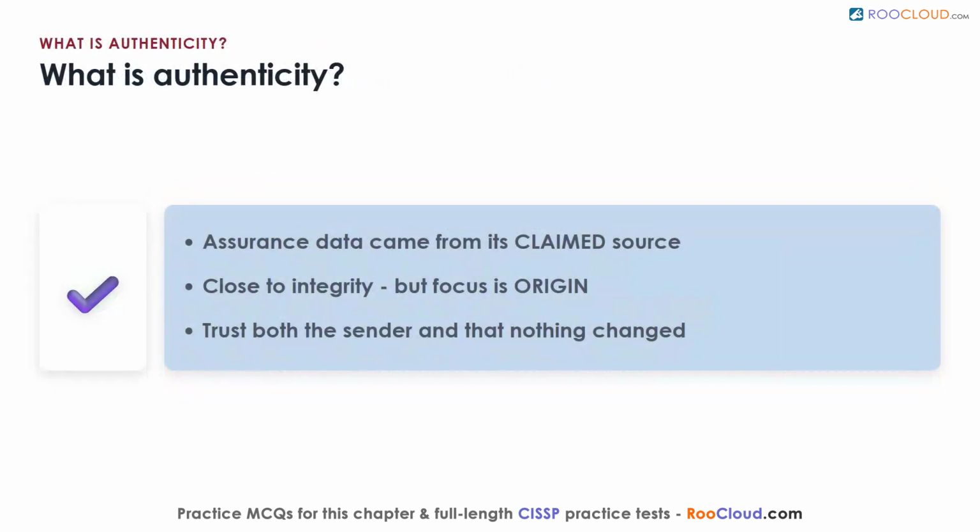What is authenticity? It is the assurance that data really came from its claimed source. It sits close to integrity, but the focus is origin, not only accuracy. When a message has authenticity, the receiver trusts both who sent it and that it arrived unchanged. Think of a signed contract. The signature ties the document to a specific, verified author.